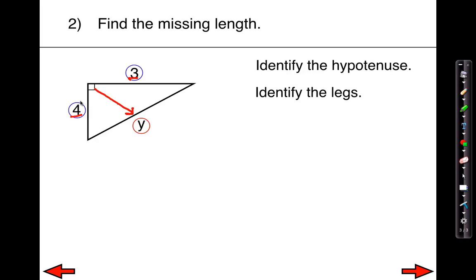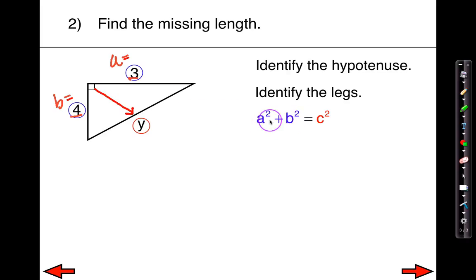So for my formula, a squared plus b squared equals c squared, I'm going to go ahead and make a 3 and b 4. Personally, I like to pick the smaller number to go with a and the larger number to go with b when I'm referring to the legs, but it really doesn't matter because addition has that commutative property and you're allowed to switch them around.